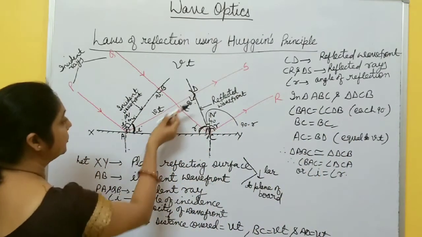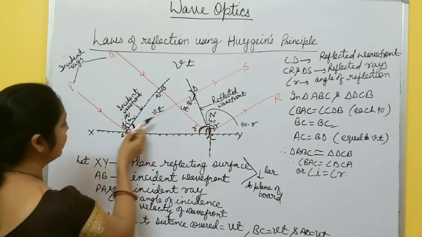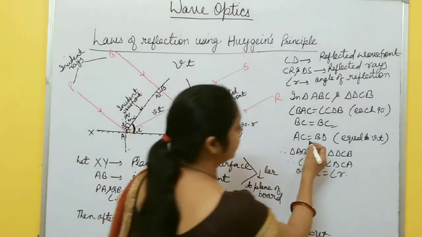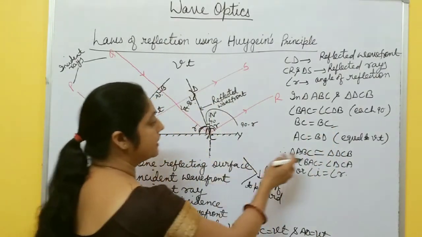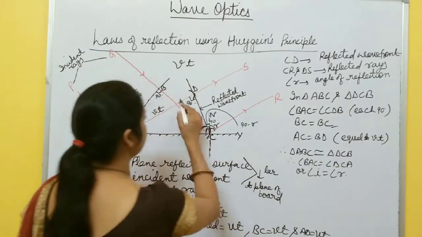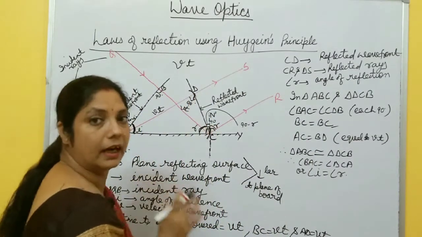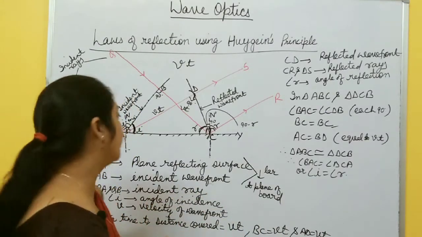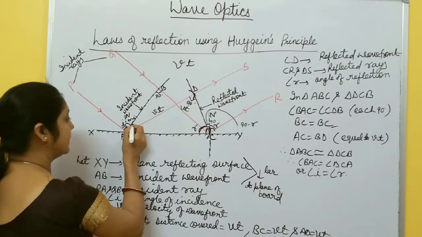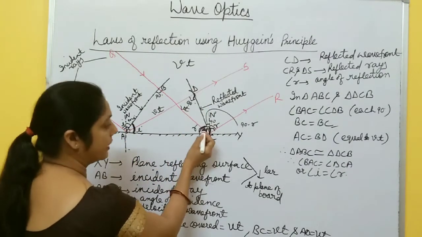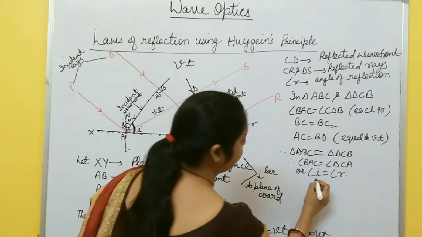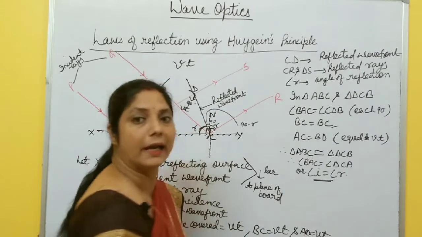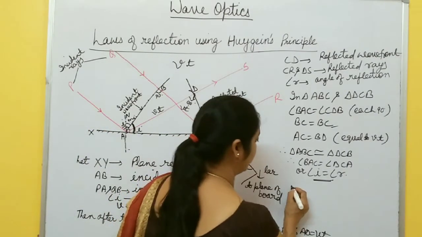And again one more thing, in this triangle DCA, AD is vt and here BC is also vt. Both distance is equal to vt. So in this way we can prove that triangle ABC and DCA are congruent triangles, right? And if the triangle is congruent, so this angle i in this triangle is equal to angle r in this triangle. So in this way we can prove that angle of incidence is always equal to angle of reflection. This is first law.